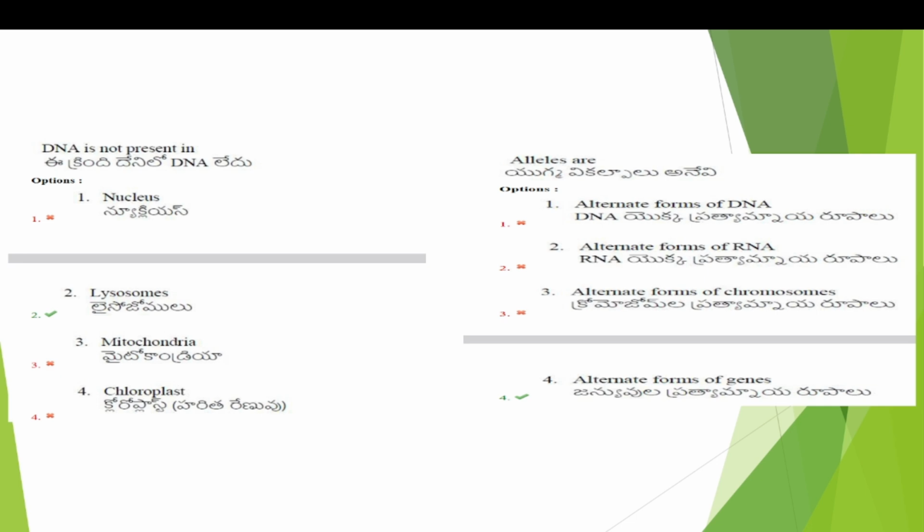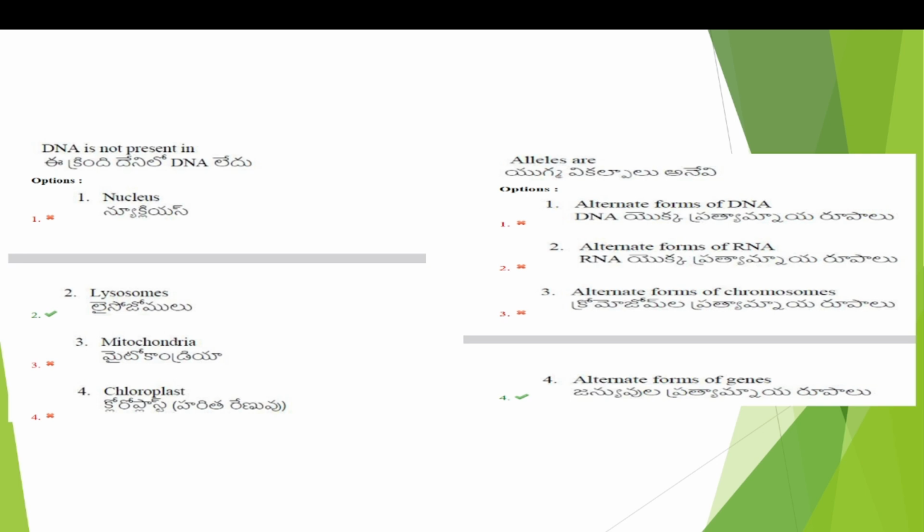We take the first option, alternative forms of DNA. It is not related to DNA, it is related to genes. So the first option is wrong. The second option is alternative forms of RNA. It is not related to RNA, it is related to genes. The third option is alternative forms of chromosomes. No, it is not related to chromosomes. As I said earlier, it is related to genes. Alleles are alternative forms of genes.